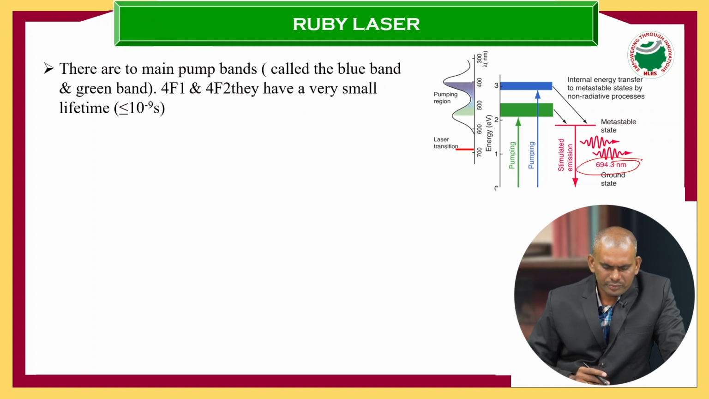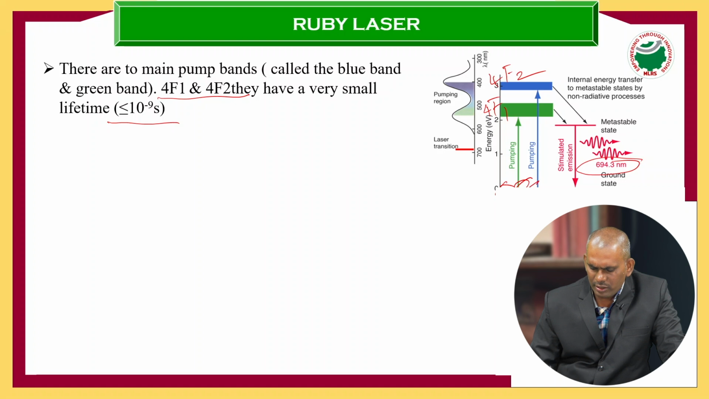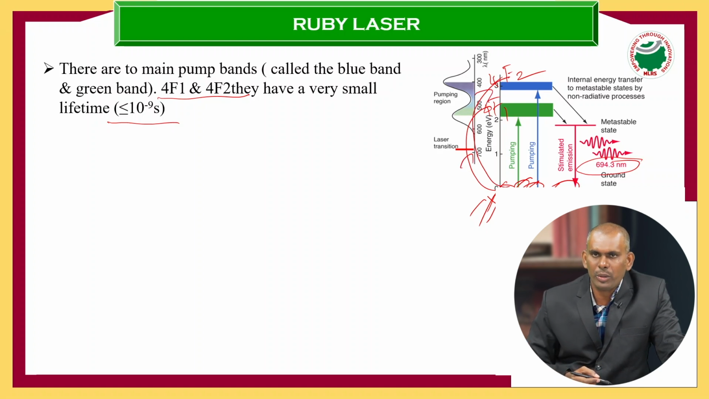So now let us see, as I told you, the explanation of the energy level diagram you can see here. There are main pump bands, 4F1 and 4F2, which have a lifetime of around 10 power minus 9 seconds. As I told, this is 4F1 and this is 4F2, higher energy levels. The atoms in the ground level absorb the light energy and excite from here to here. From ground state to higher energy levels they will excite. The pumping process takes place like this.